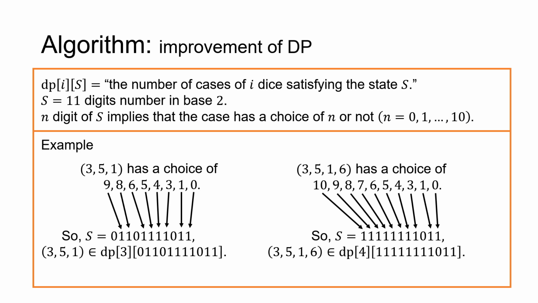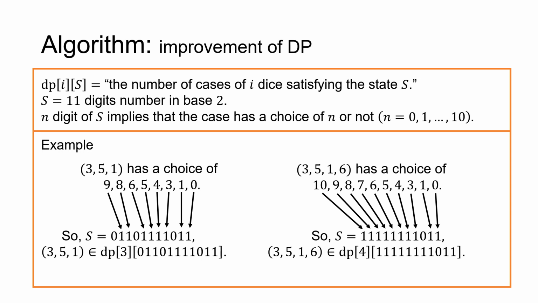Let's improve DP. Our previous variable j has the information about the existence of a choice of 10. Since we want to know the information from 0 to 10, we will simply use 11 variables like j. But here, we will use just one variable s, which is a binary 11-digit number, instead of 11 variables.